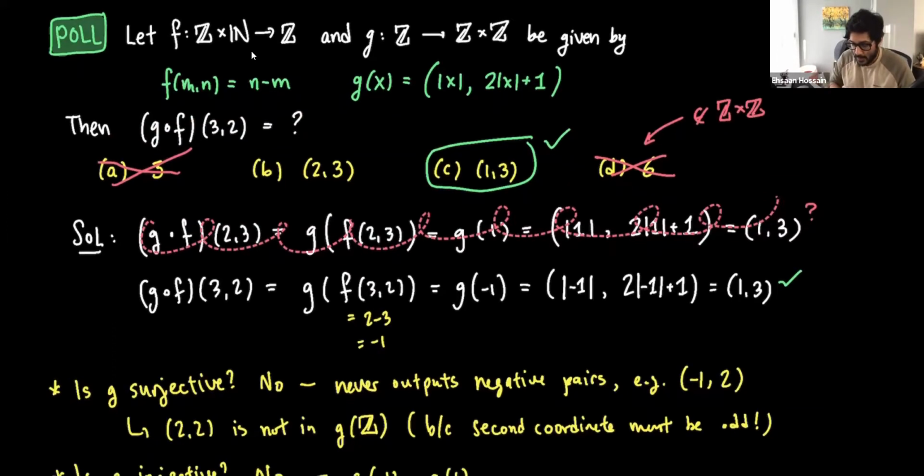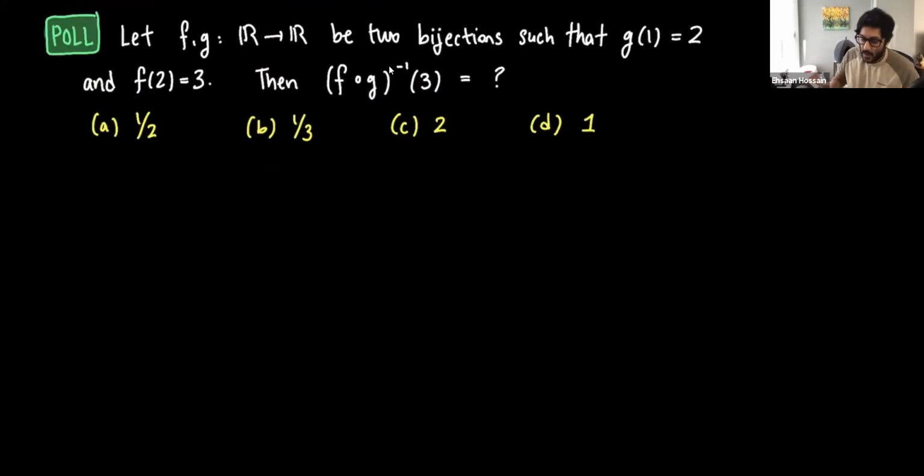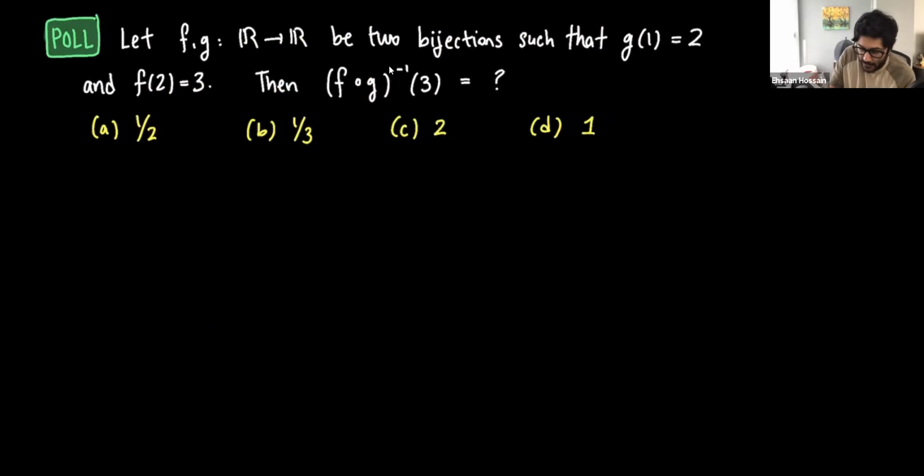Okay, let's do another poll question now about compositions, of course. So now I have 2 bijections, f and g. This notation f comma g just says that f and g are 2 different functions with the same domain and codomain. They are 2 bijections from R to R. Let's assume that g of 1 is 2 and f of 2 is 3. Can you calculate f of g inverse of 3?